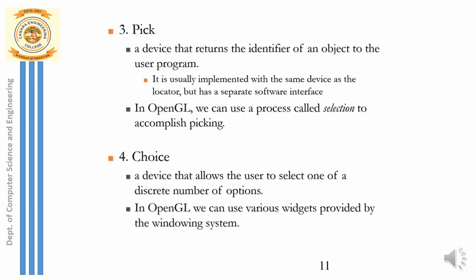So we will just see now the third class of input device. So what is that logical third class, the logical input device? It returns the identifier of an object to the user program. So what does this identifier mean?